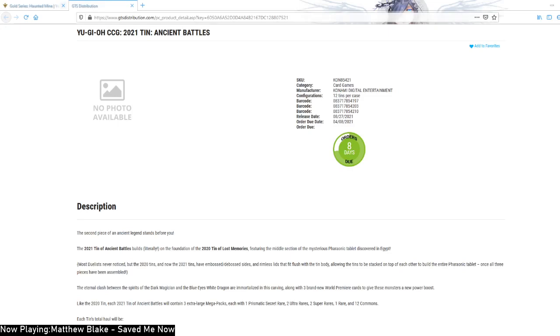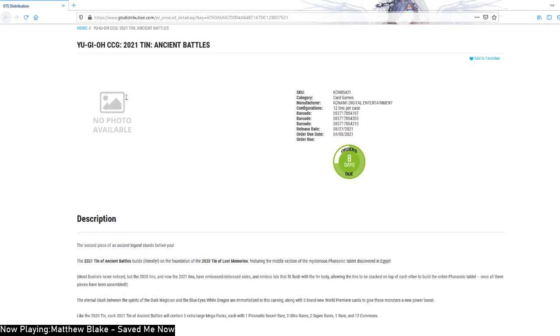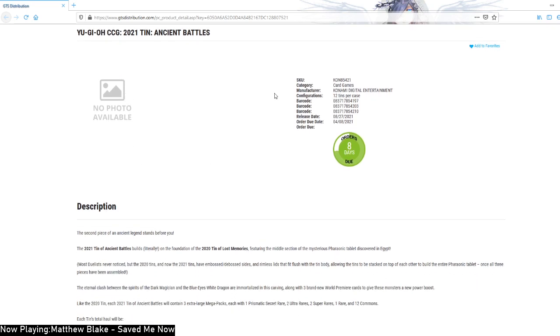So this site apparently had additional info up about the new tins, the 2021 tins, Ancient Battles. So let's read up on the info, shall we? 12 tins per case, shouldn't be a huge surprise there. Second piece with Ancient Legend stands before you.